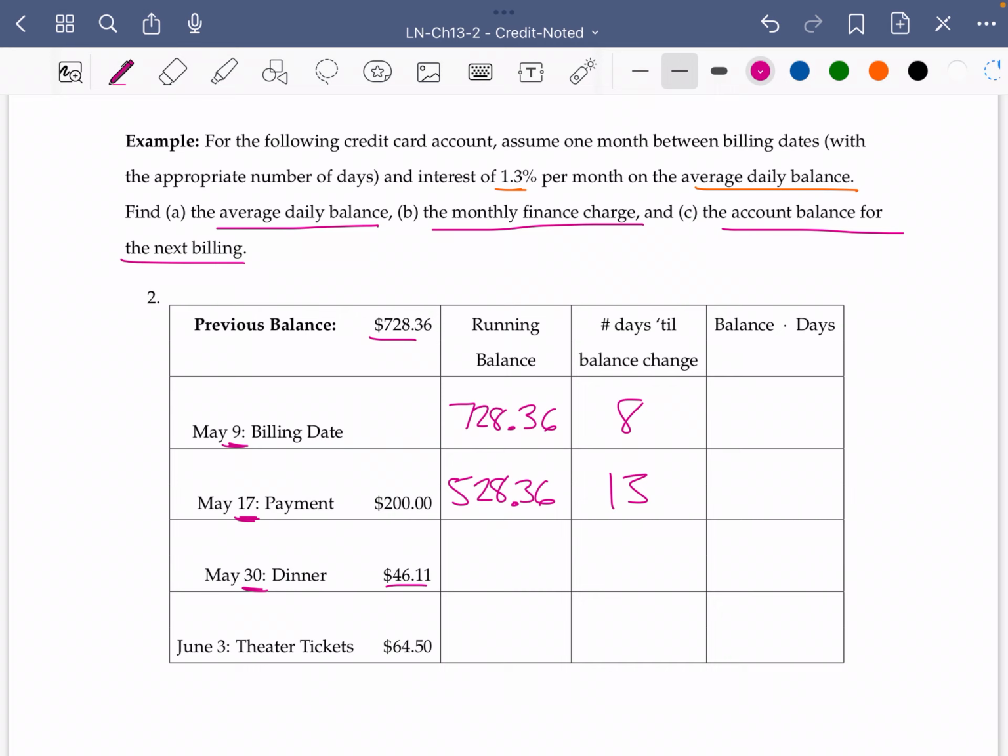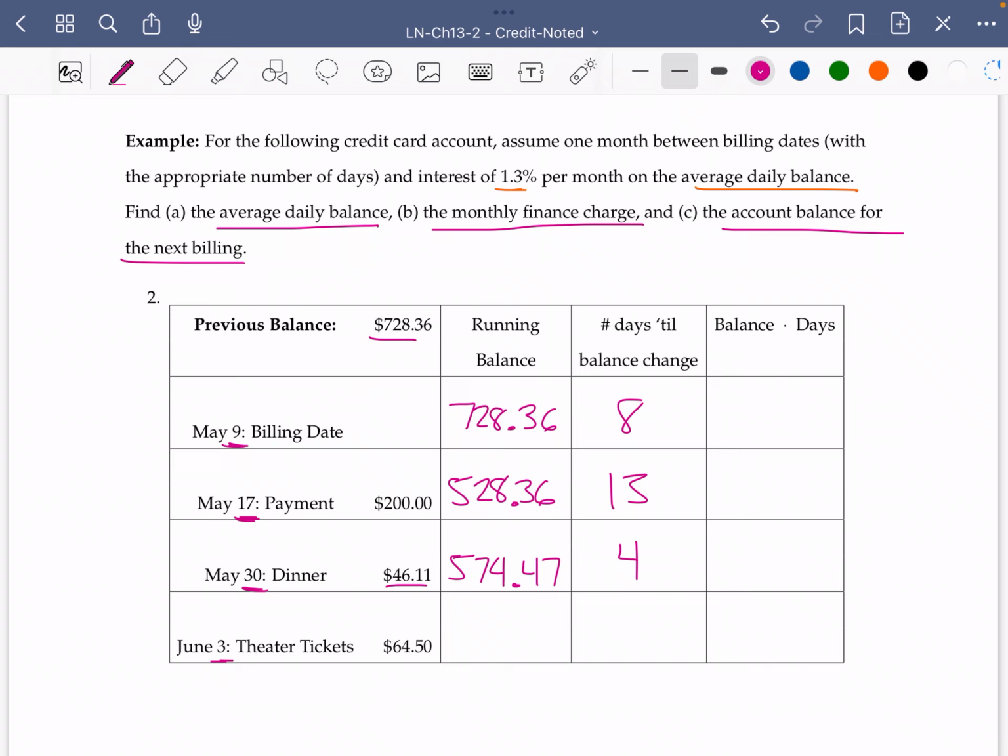On May 30th, we went out to dinner, and our dinner was $46.11, and that's going to be added to our balance. If we add $46.11, we are now at $574.47. And then from May 30th through June 3rd, we were sitting at that $574.47. That is a total of 4 days.